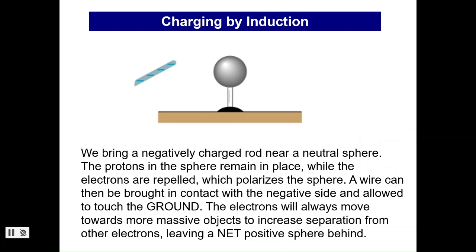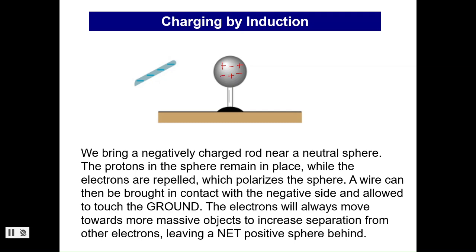Now this is a much more involved process than either of the other two methods of charging. So what we're going to picture is that we have a negatively charged rod and we have this metal sphere. It's on an insulating base, so it's basically isolated. And I'm going to picture that this neutral sphere is made out of positive and negative charges.